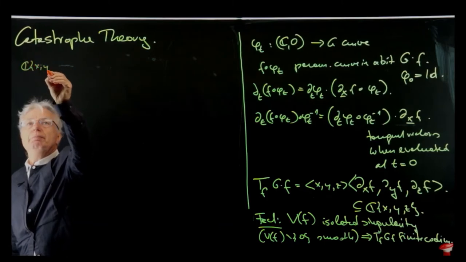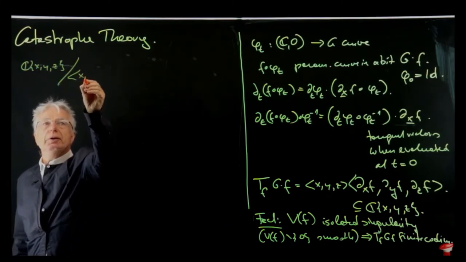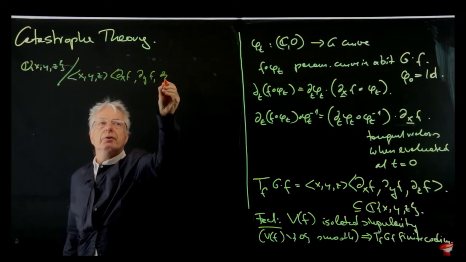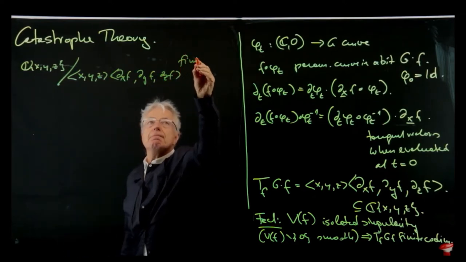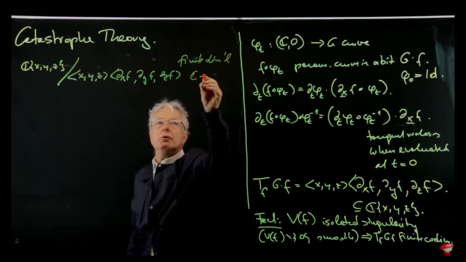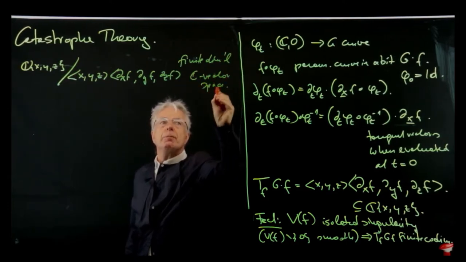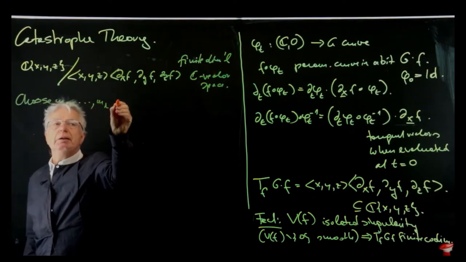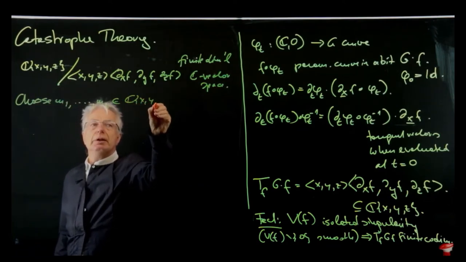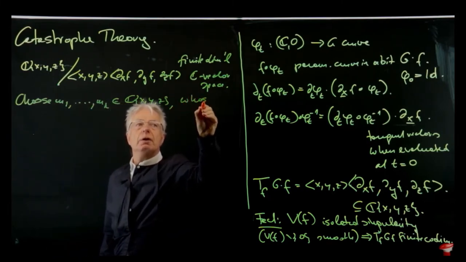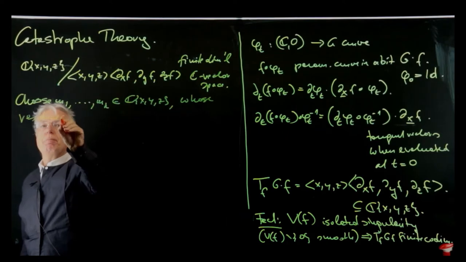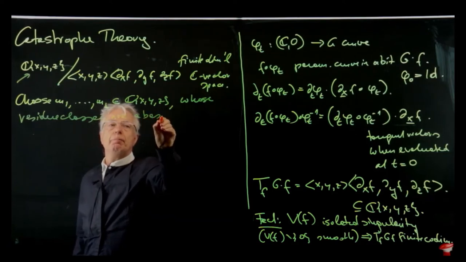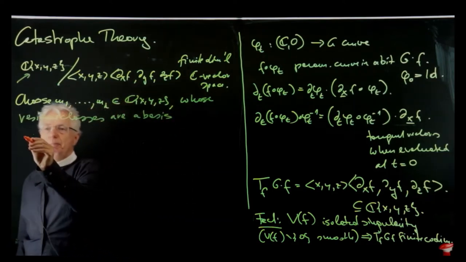So what happens here is now you take C{x,y,z} mod this tangent space, d_x f, d_y f, d_z f. So this is now a finite dimensional C vector space. So you choose m1 up to mk. You can choose monomials if you want, in x, y, z, whose residue classes inside here are a basis. And then you get the universal deformation.